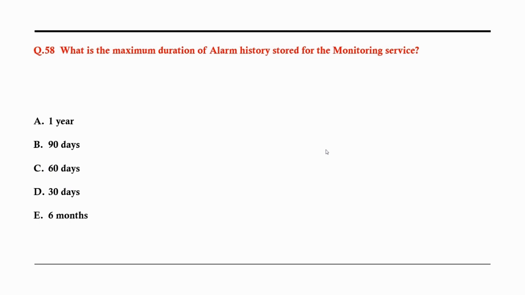Question 58. What is the maximum duration of alarm history stored for the monitoring service? The correct answer is B, 90 days.